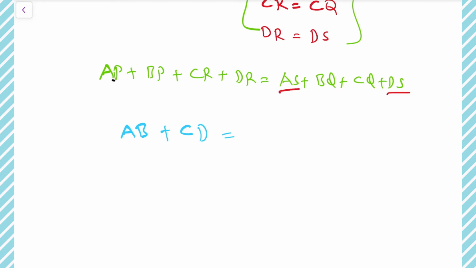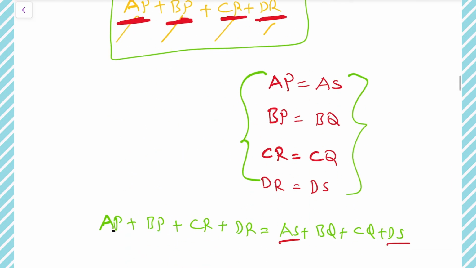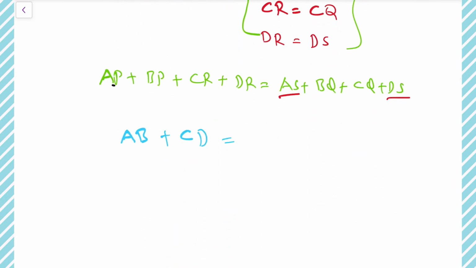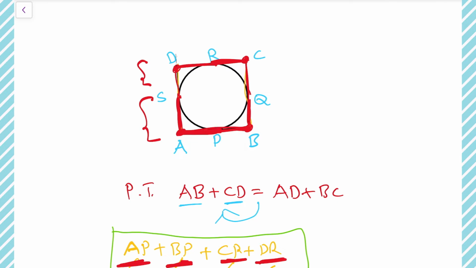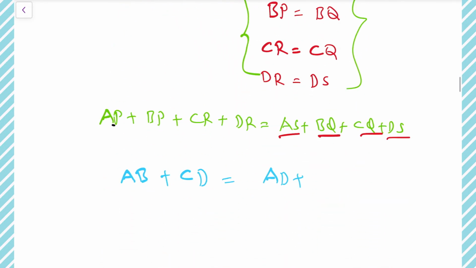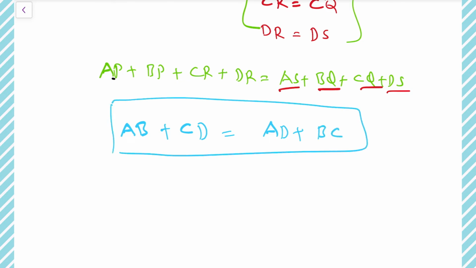AS and DS. This is AS and this is DS. AS and DS is nothing but the total line segment AD. AD plus, next one is BQ and CQ. So this is BQ and this is CQ. That is nothing but the total line segment BC. So BC. Hence proved, AB plus CD is equal to AD plus BC.